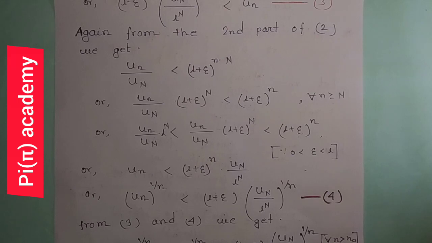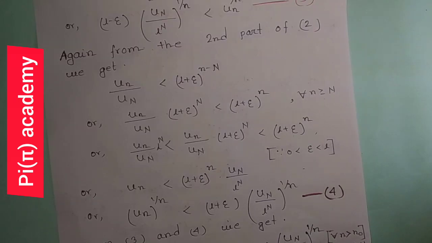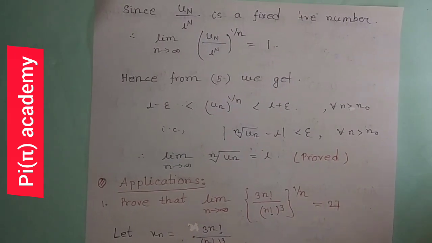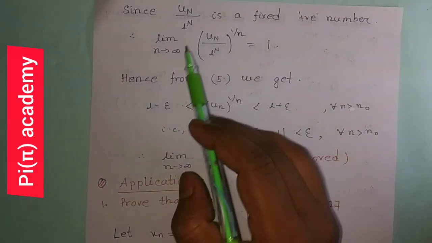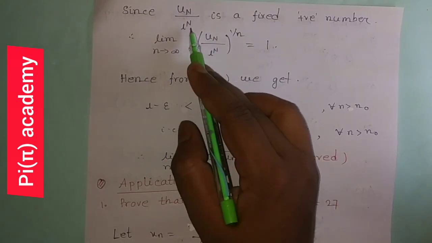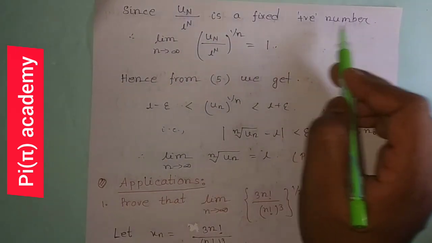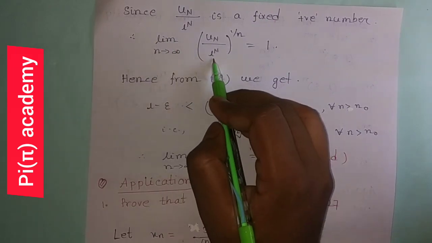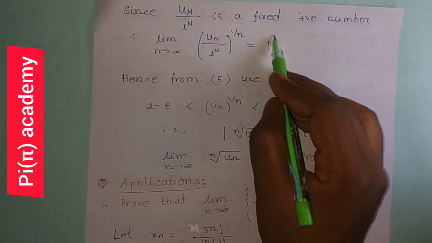Where n naught is greater than or equal to capital N. This is in equation number 5. Now since u_n divided by L to the power n is a fixed positive number, therefore limit n tends to infinity of (u_n divided by L to the power n) whole to the power 1 by n equals 1.